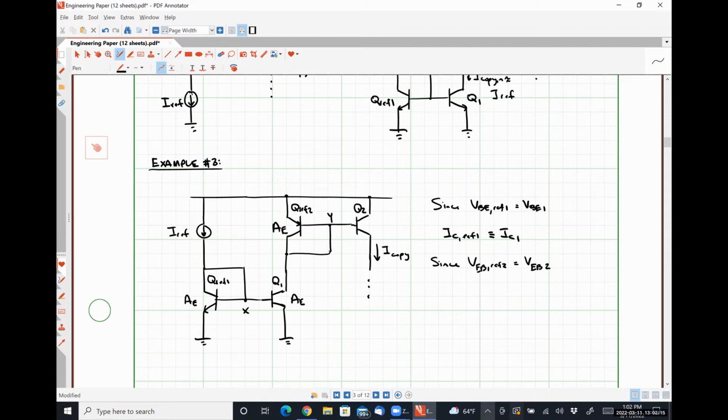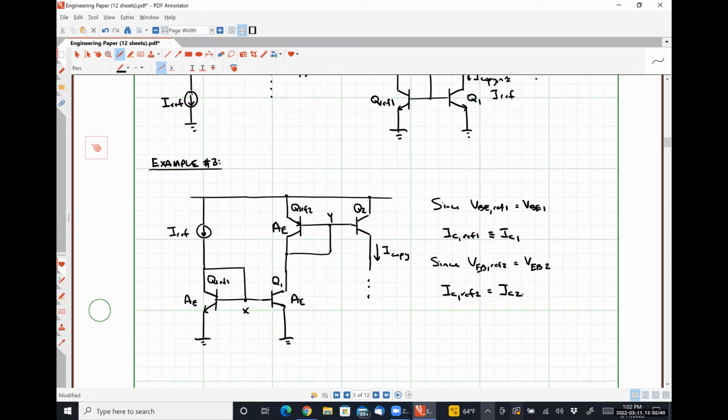Okay. These are literally the same assumptions that we worked on all the other ones. I just want to be very explicit about this one because it can be a little bit confusing because there's so many damn transistors doing things. So IC ref 2 is equal to IC2. All right.